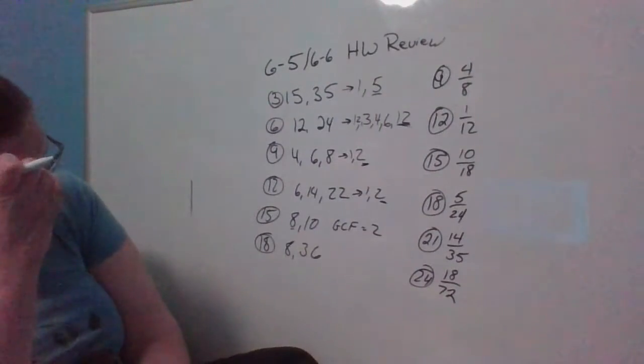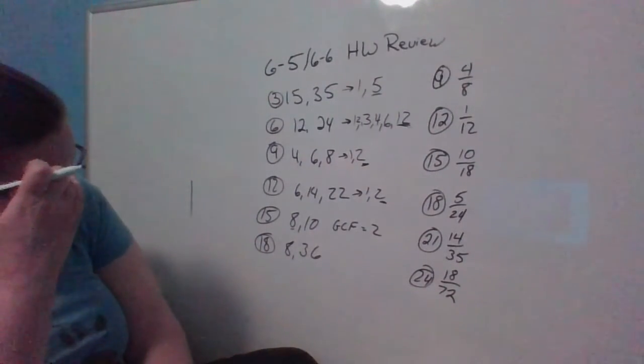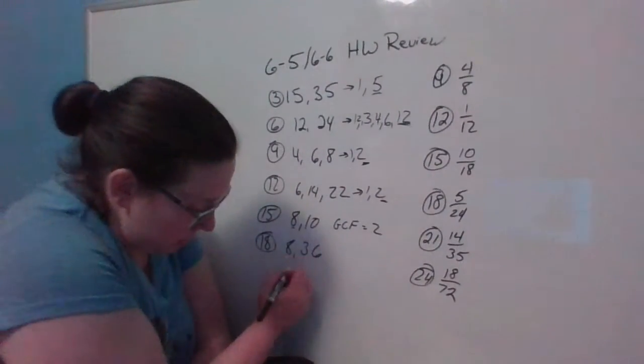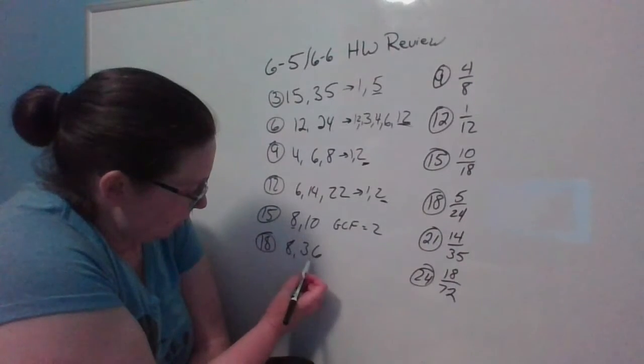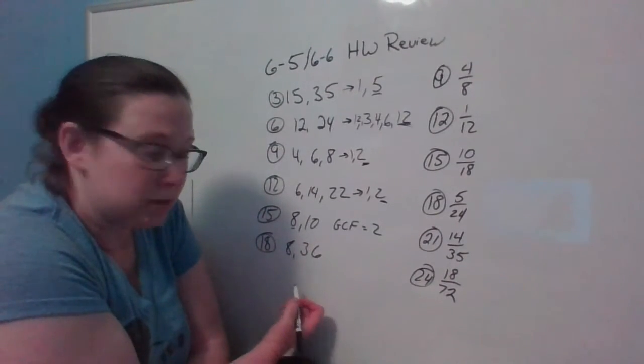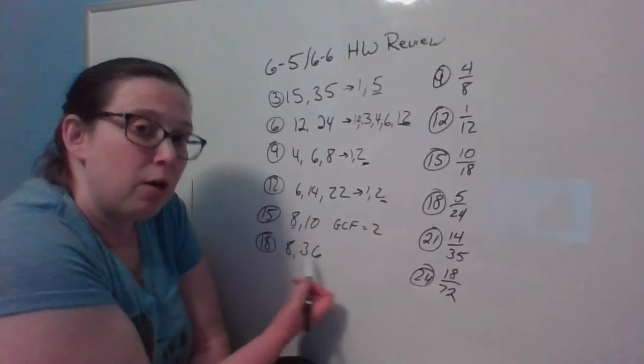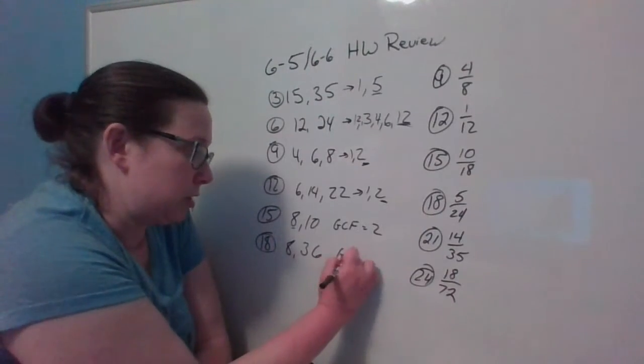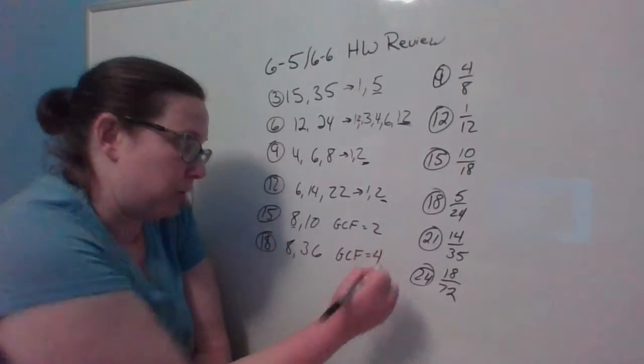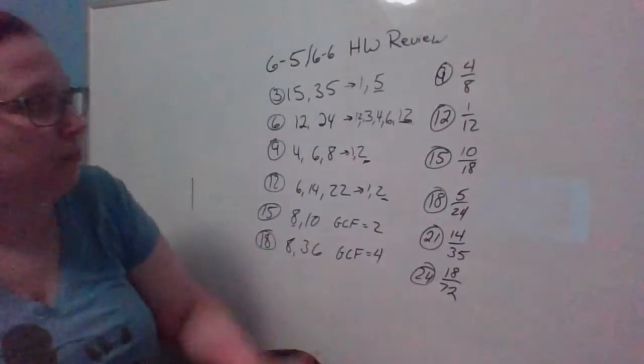In number 18, we have 8 and 36. 8 does not go into 36, so we look at factors of 8. 4 does go into 36. So our GCF there would be 4.